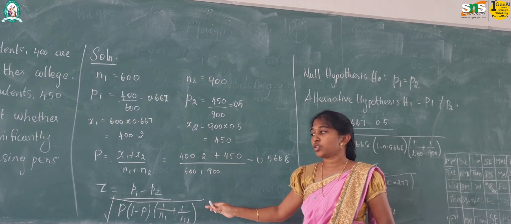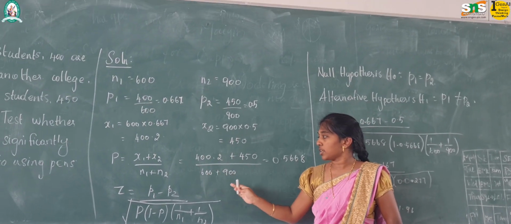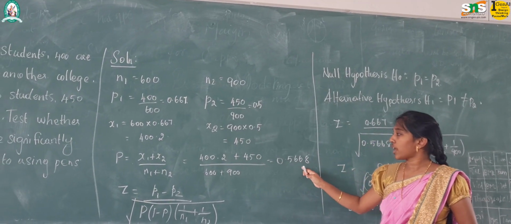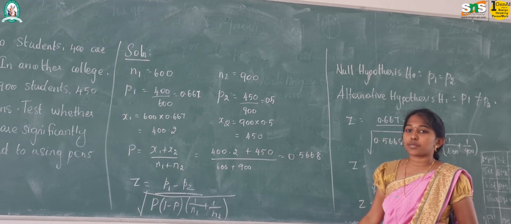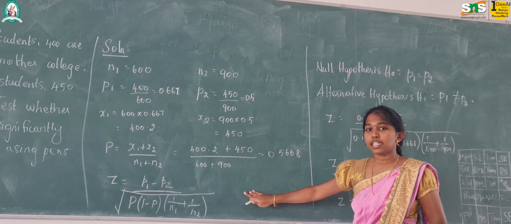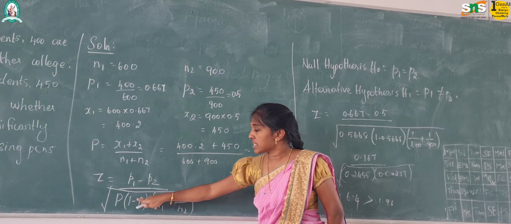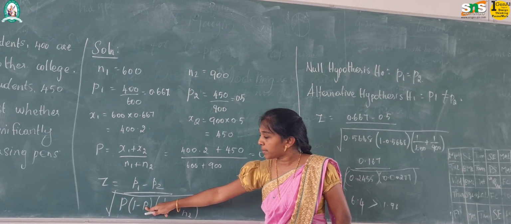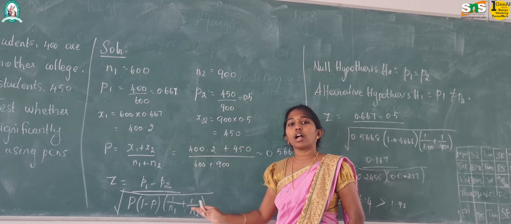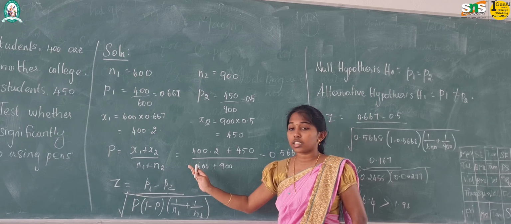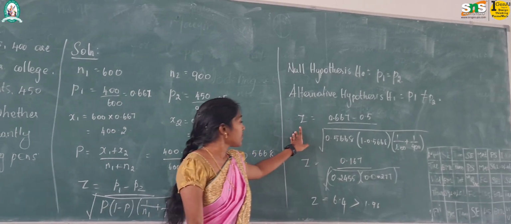Now we are going to substitute into the term for capital P. By substituting x1, x2, n1, n2, I found the answer, 0.5668, which is the value of capital P. Now we are going to substitute all those values into the formula for Z. We know P1, P2, and just now we found capital P, and N1, N2 are given in the question. Now we are going to substitute this in the formula.